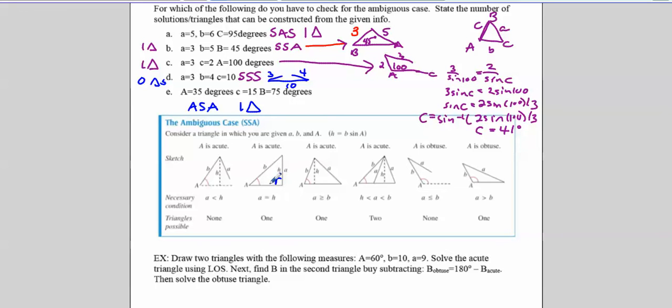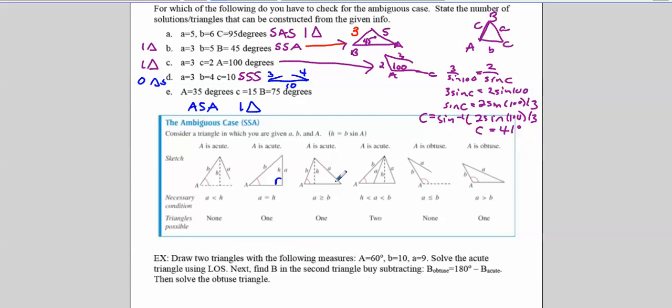And then another way you could have one triangle, although not a right triangle, is if you are given angle A and you're given side B, but A is bigger than B. If A is bigger than B, it's not going to dangle. It's going to form one triangle over here.